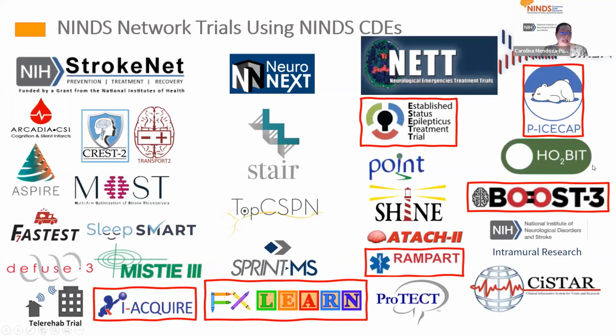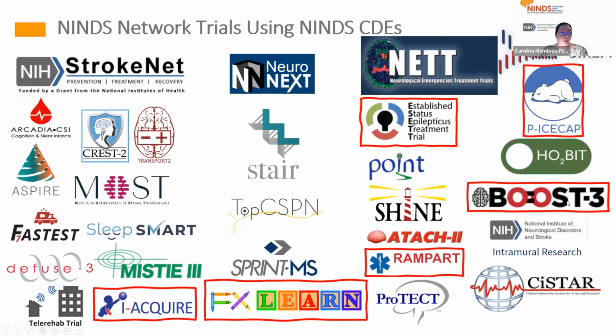So this is a busy slide, but just to show you that these are our extramural networks, StrokeNet, NeuroNext, NETT and SIREN. And from these networks, I just highlighted here in red those that are pediatric trials or studies that are enrolling pediatric participants. So in StrokeNet, we have iAcquire, and these are all using common data elements. NeuroNext is FXLearn, NETT has ESETT and RAMPART that are enrolling both pediatric and adults.